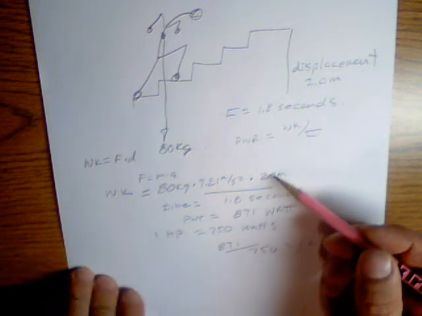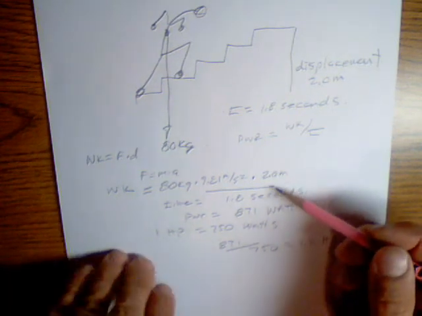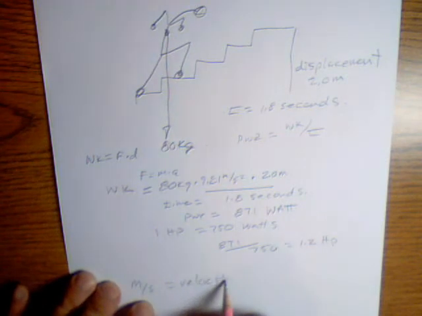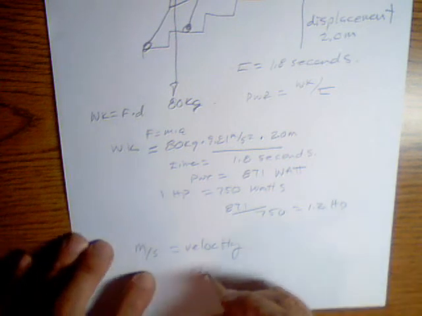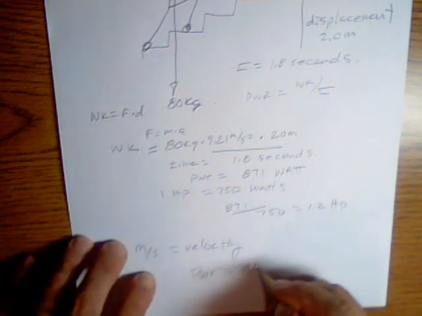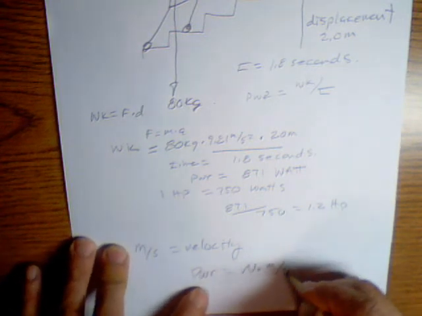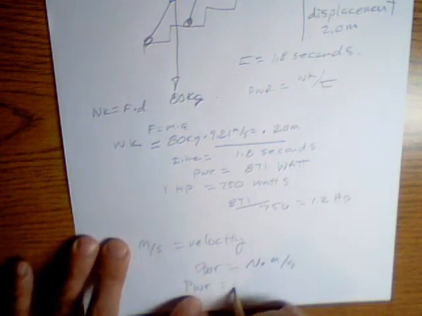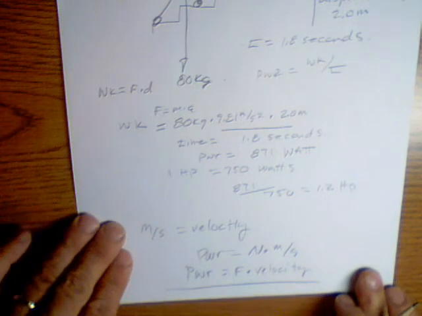Notice that we have meters per second here. Meters per second should sound very, very familiar to you. Meters per second equals velocity. So really, you can think of power as newtons times meters per second. And so really, power is force times velocity.